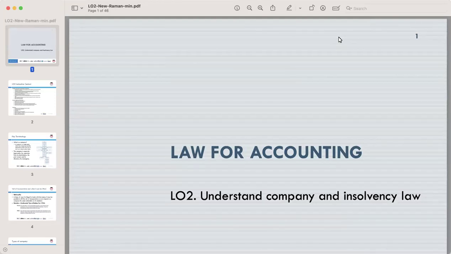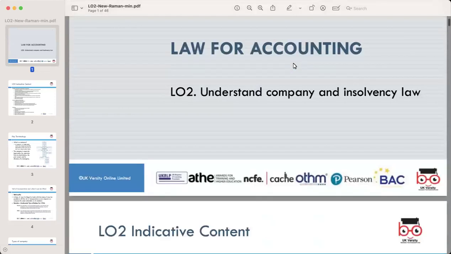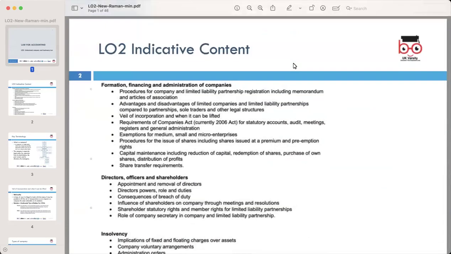Today's lecture on the law of accounting is focusing on understanding company and insolvency law. In learning outcome 2, we will delve into the formation, financing, and administration of companies. The indicative contents for this lecture include a discussion on procedures for companies, limited liability partnerships, and registration, including the memorandum and articles of association.